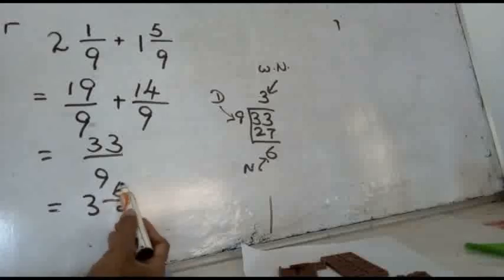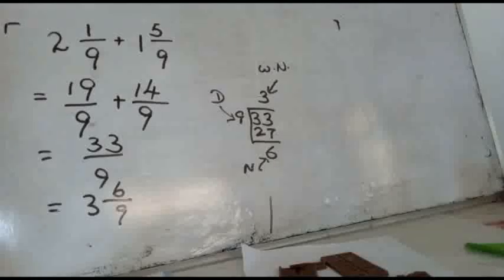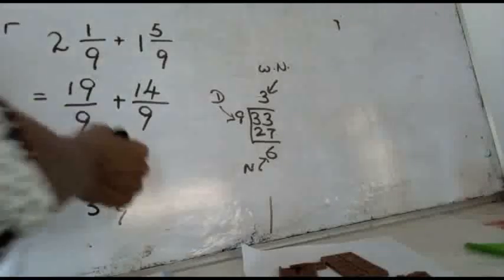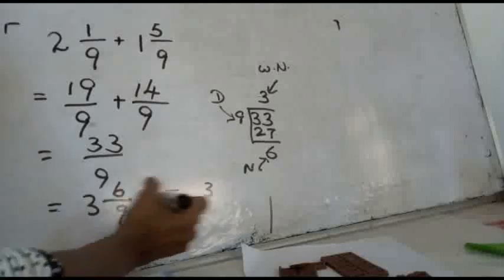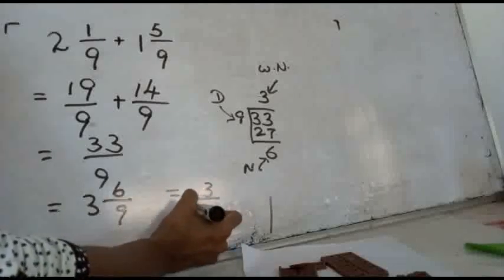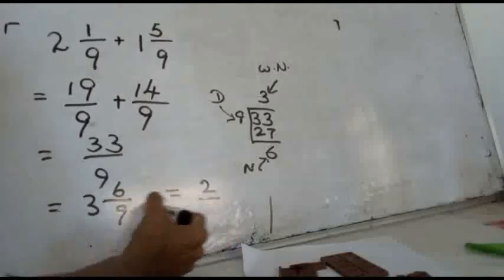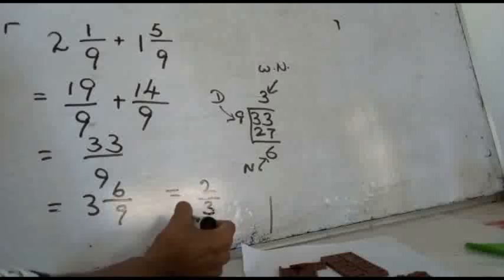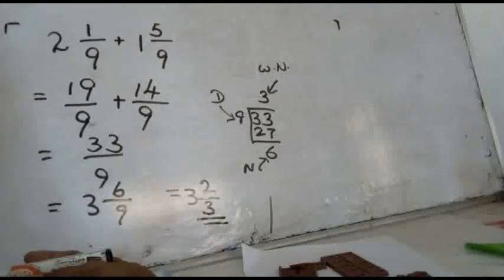Here both numerator and denominator can divide by 3. 6 divided by 3, 2. 9 divided by 3, 3. Answer is 3 and 2 thirds.